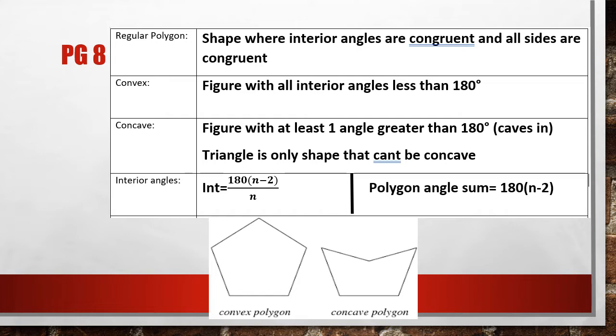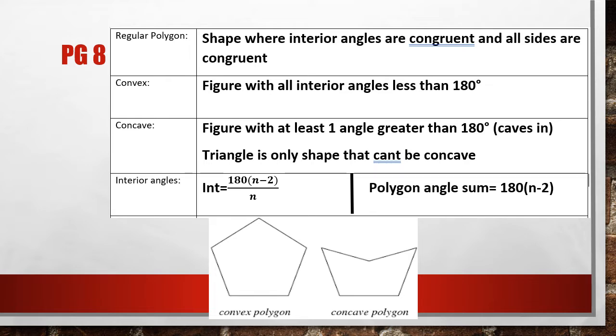Okay, so what I have done is on page 8, this is the very top of it. I want you to write this in. A regular polygon is a shape where interior angles are congruent and all sides are congruent. Now, the next vocab word is convex. It's a figure where all interior angles are less than 180. So I have a picture on there that can be an example.